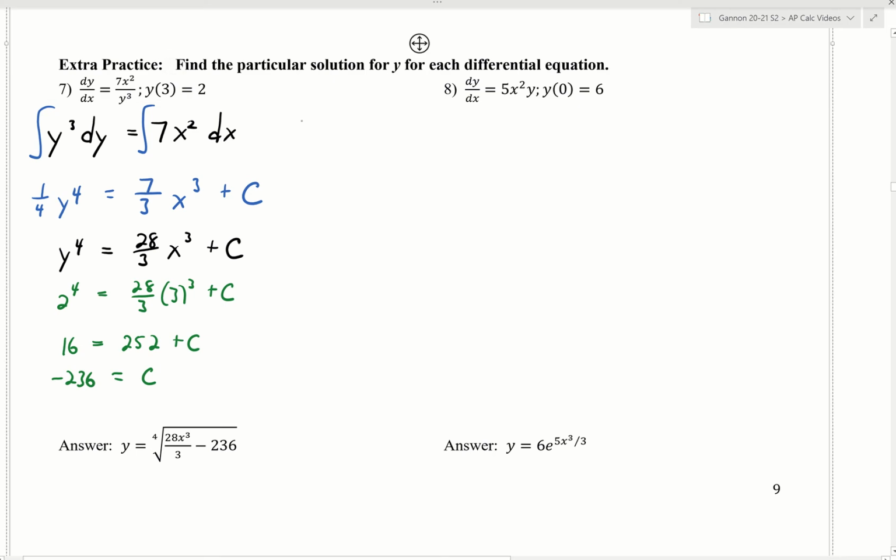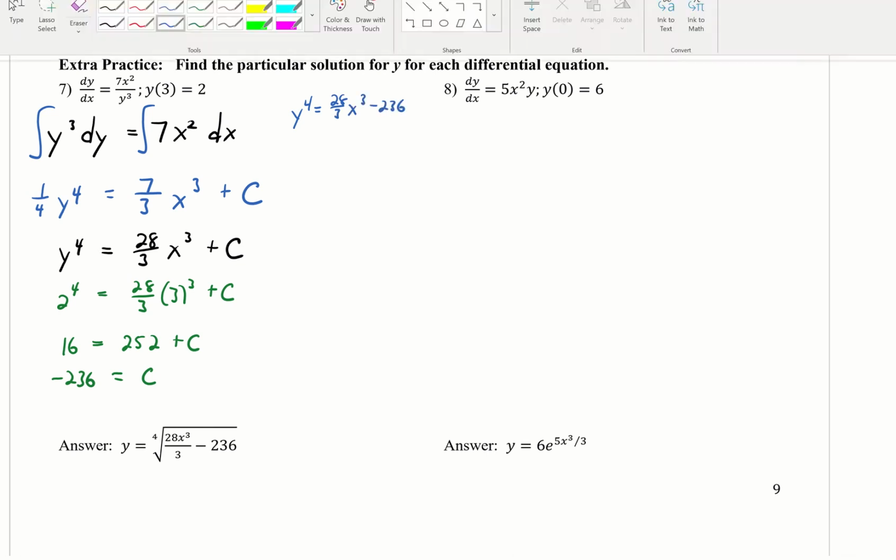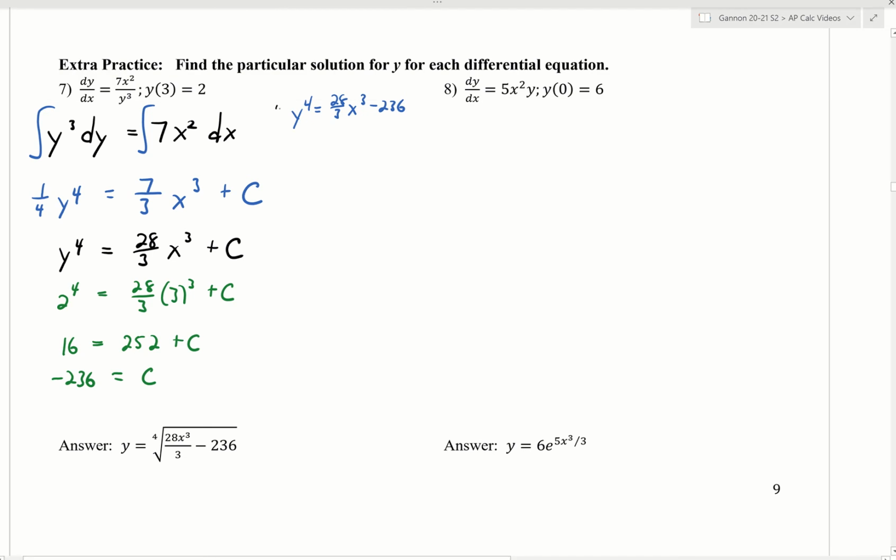So if you were to plug that c back in, we end up with y to the 4th equals 28/3 x cubed minus 236. And to completely isolate y, we're going to take the 4th root of both sides, getting us the final answer of the 4th root of 28/3 x cubed minus 236.